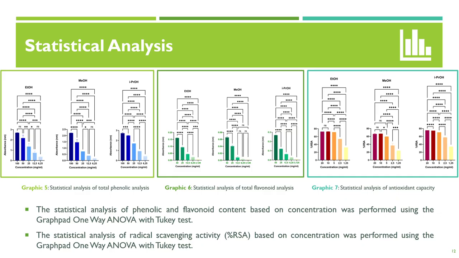All analyses were repeated 3 times and statistical significance between groups was assessed. Concentration-dependent analysis of phenolic and flavonoid content and RSA values was evaluated using one-way ANOVA in GraphPad, followed by Tukey's post-hoc test. One-way ANOVA results show p less than 0.0001, and the significance determined by the Tukey test was indicated by asterisks. These statistical analyses demonstrate that the observed values are statistically significant.